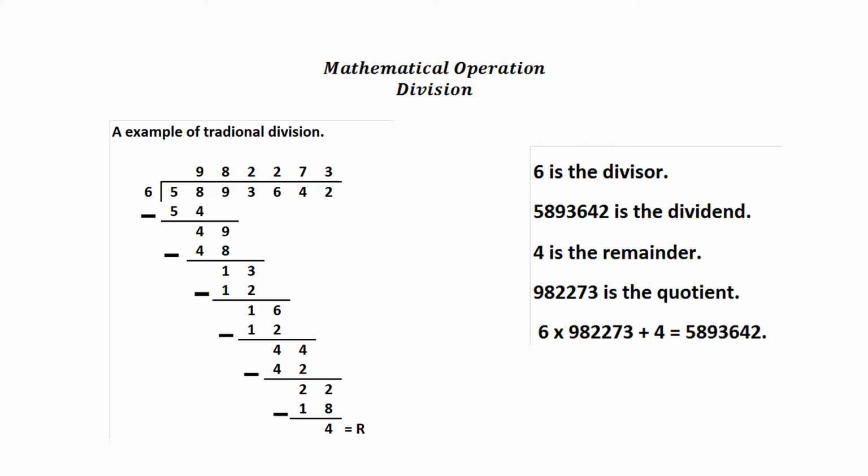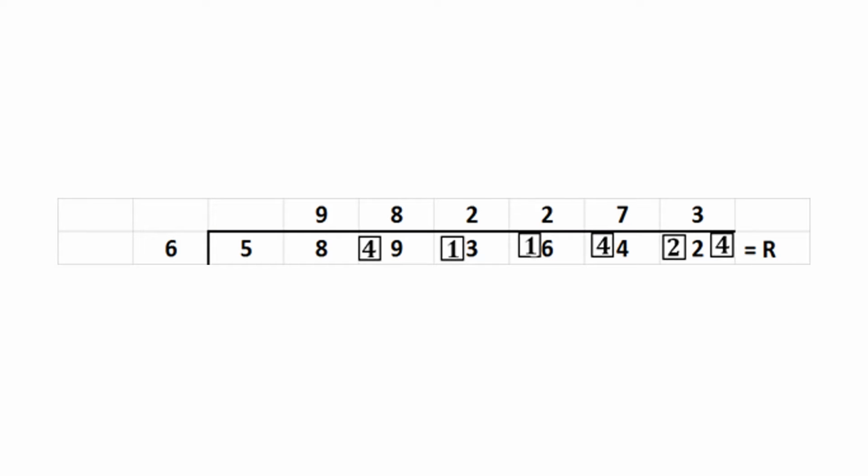And from the numbers that are there, 6 times the quotient plus the remainder equals the dividend. This is a shorter way of traditional division, and this is a commonly known method. It doesn't take as much space. Now, we do 6 goes into 58 9 times. That's 54. 58 minus 54 is 4.